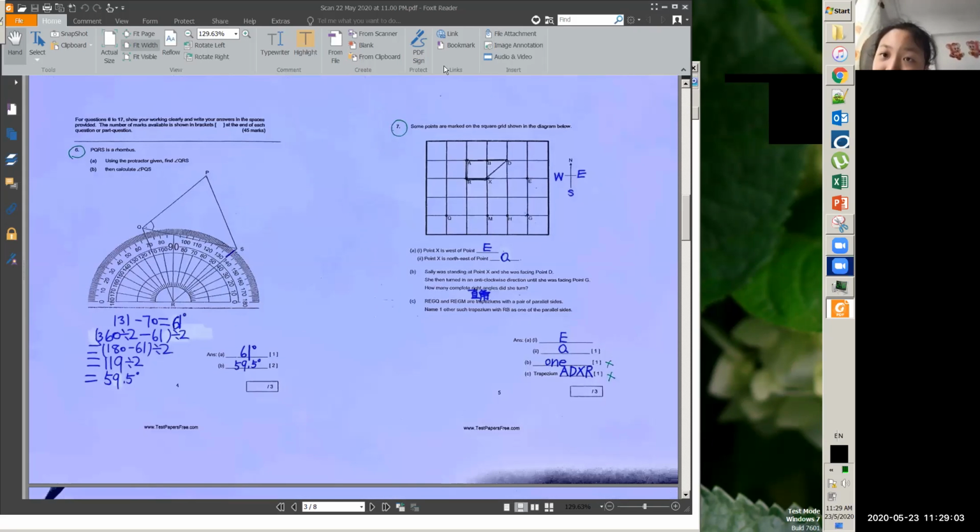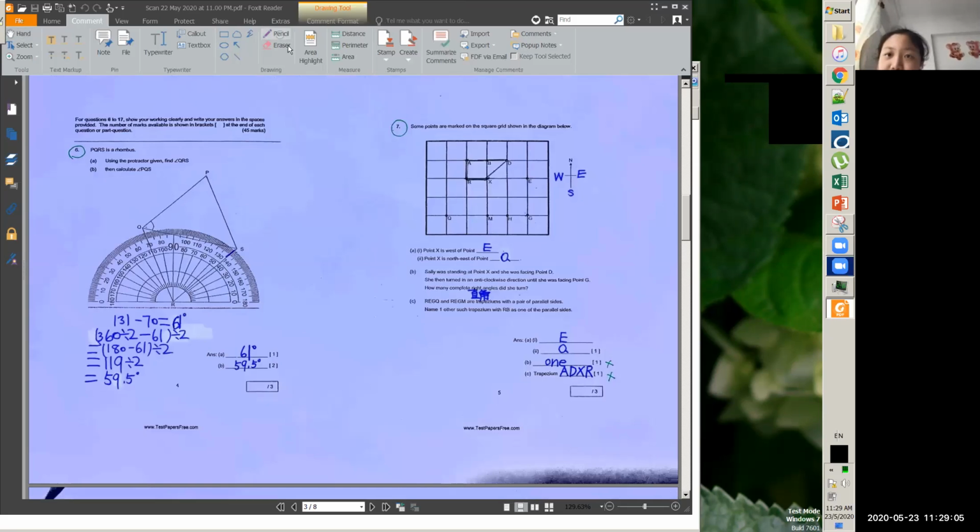So over here, let's look at this question again. It says Sally is here. Then it says she was facing point B. So basically, Sally faced this direction. Let's say this is X, and this is the person, and Sally is facing this direction. Point D. This is point X. Facing this direction, and then she turned in an anti-clockwise direction.